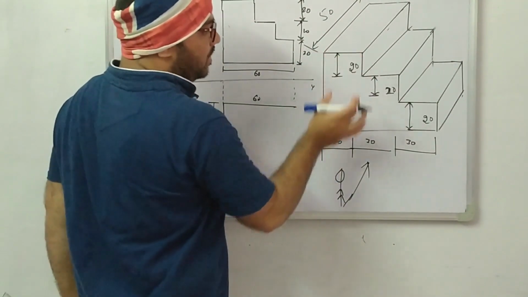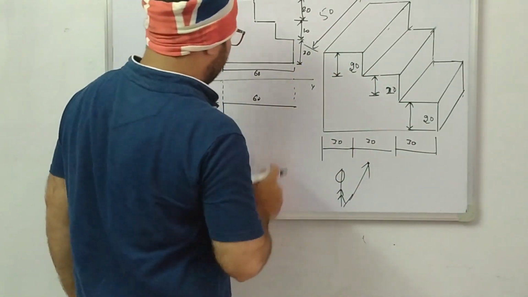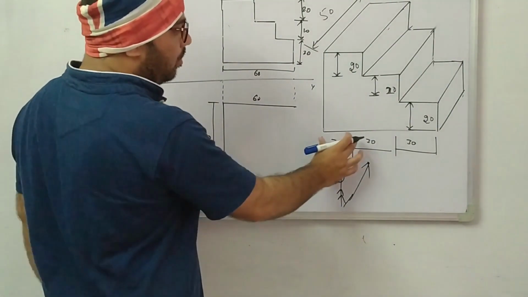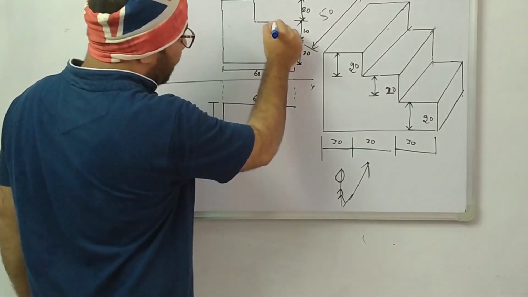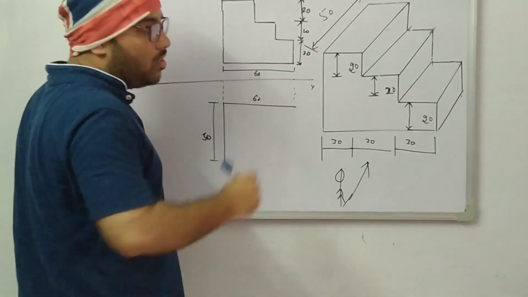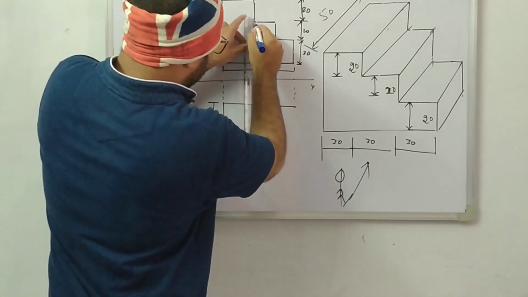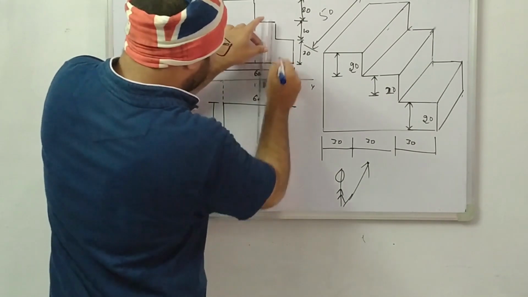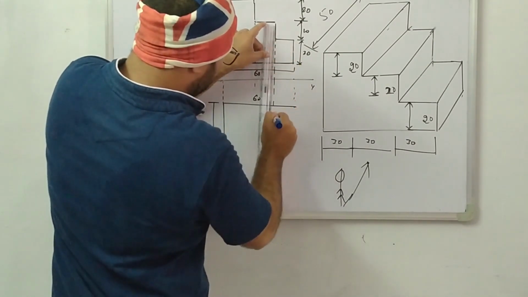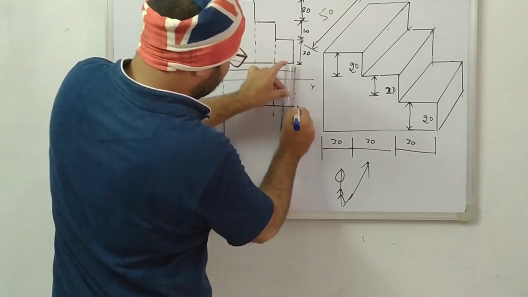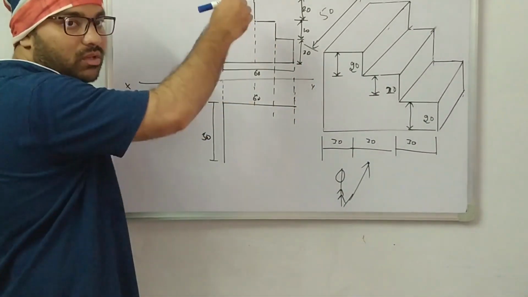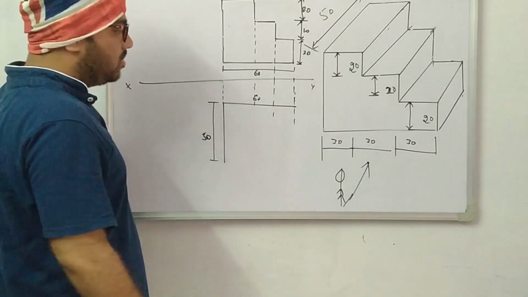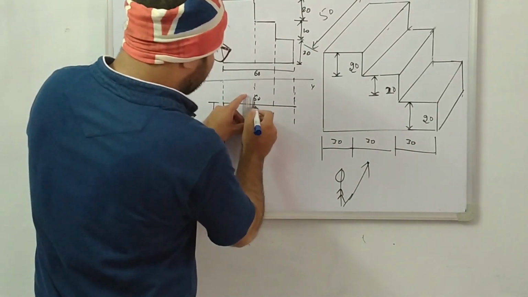Now what is this distance? This distance is 30. Now if you don't know this, simply, whatever the vertical lines are there in the front view, draw the projection lines downwards. Simply these are the projection lines and these are the vertical lines. Whatever the vertical lines are there, you have to simply draw vertically downwards.